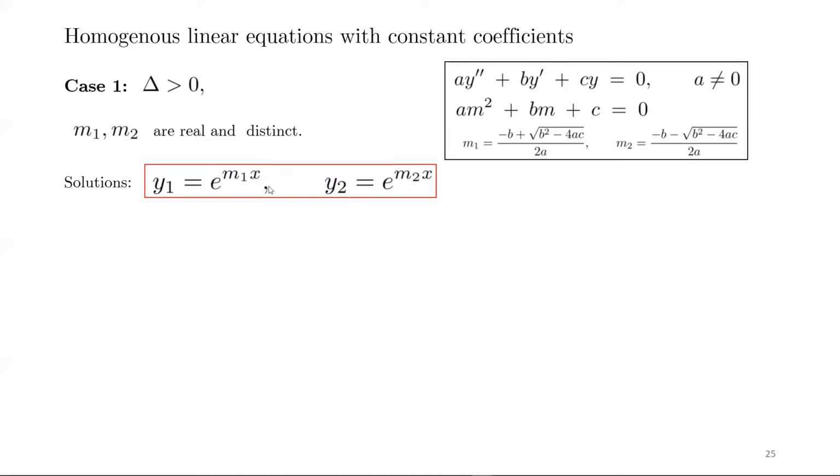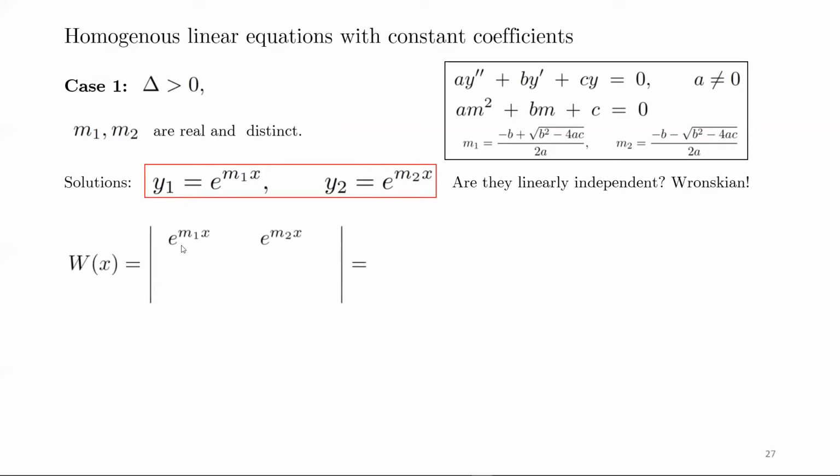The question, of course, then becomes, do these two solutions form a fundamental set of solutions so that we can write down the general solution to this ODE? In other words, are they linearly independent? Let's calculate the Wronskian. We can write down the two functions, e to the m1x and e to the m2x. So this is y1 and y2.